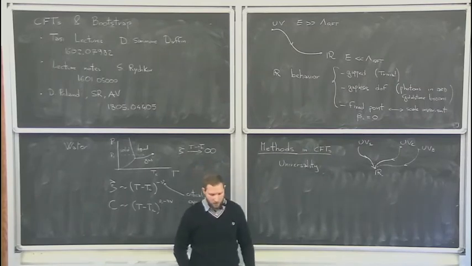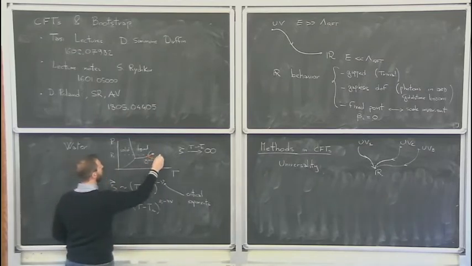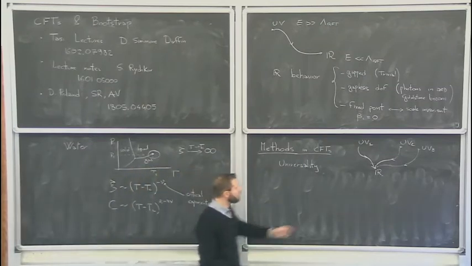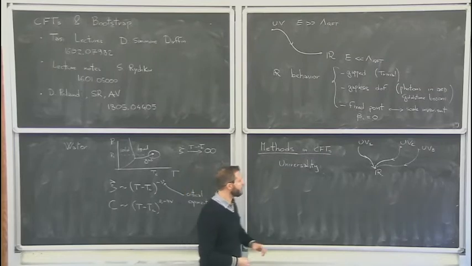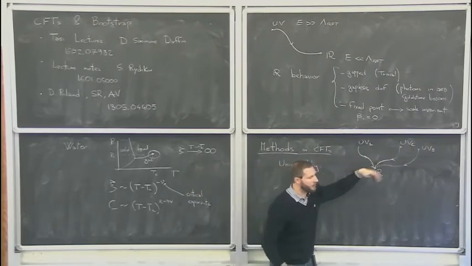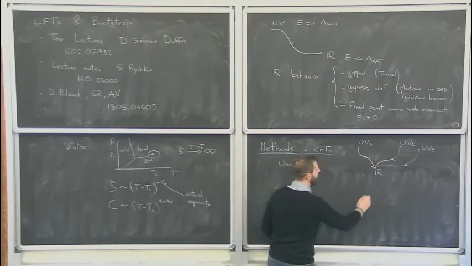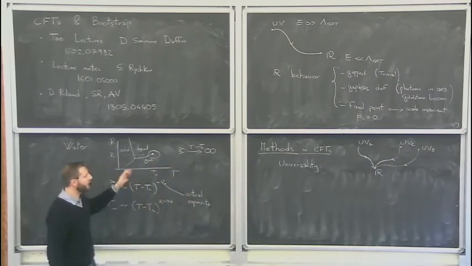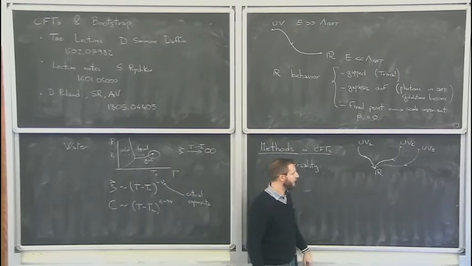Okay, so for instance, if we want to describe the transition from vapor to liquid, there are many possible UV descriptions that you can provide, and they all give the same prediction in the infrared. Of course, they differ in the ultraviolet. They differ in the initial description, but they give you the same infrared behavior. And so people engineer different descriptions in the ultraviolet that provide the same infrared description.